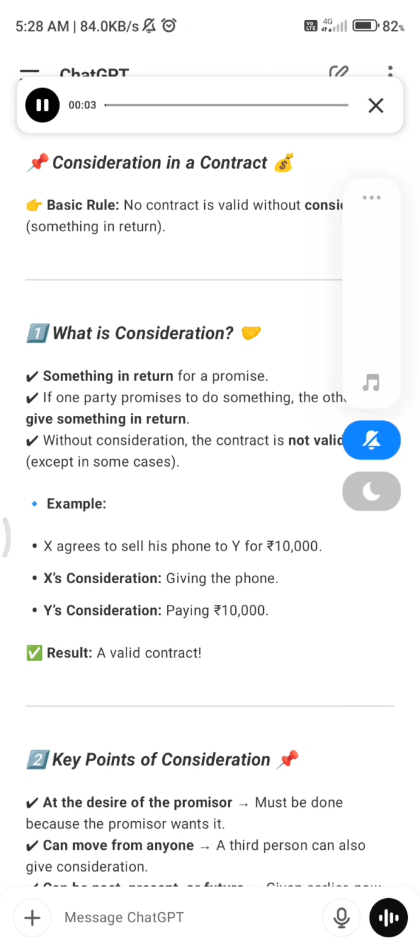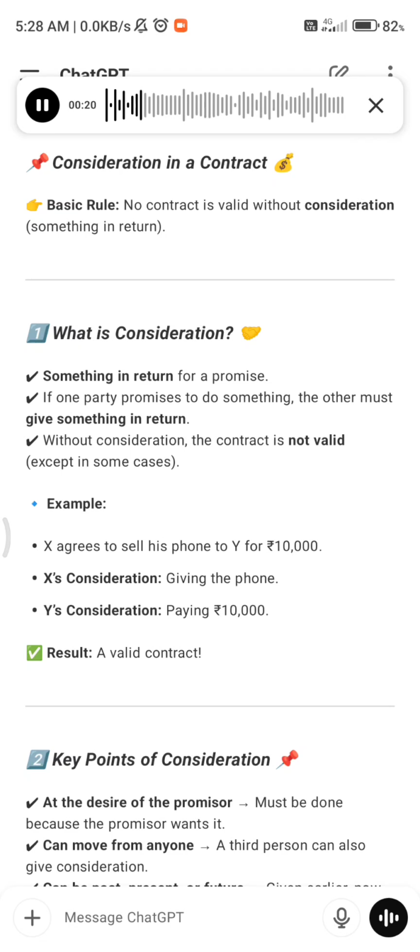Basic rule: no contract is valid without consideration, something in return. 1. What is consideration? Something in return for a promise. If one party promises to do something, the other must give something in return. Without consideration, the contract is not valid, except in some cases. Example: X agrees to sell his phone to Y for $10,000. X's consideration: giving the phone. Y's consideration: paying $10,000. Result: a valid contract.